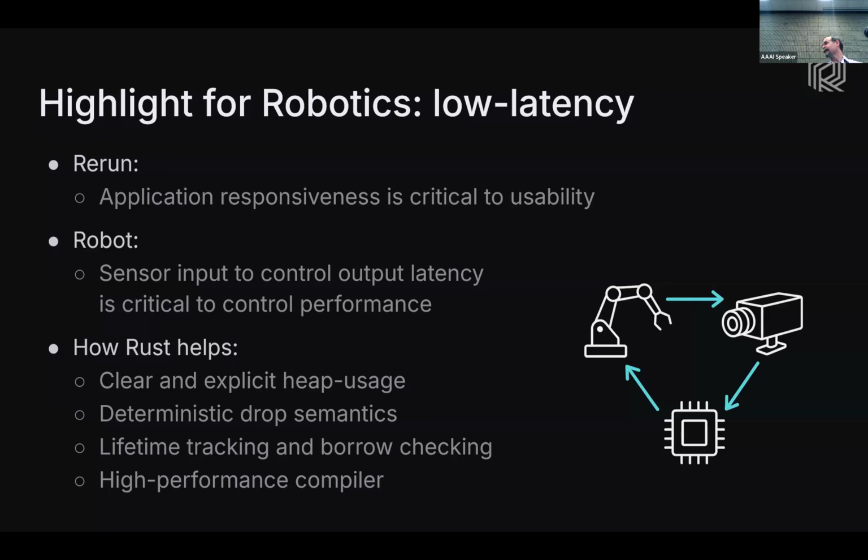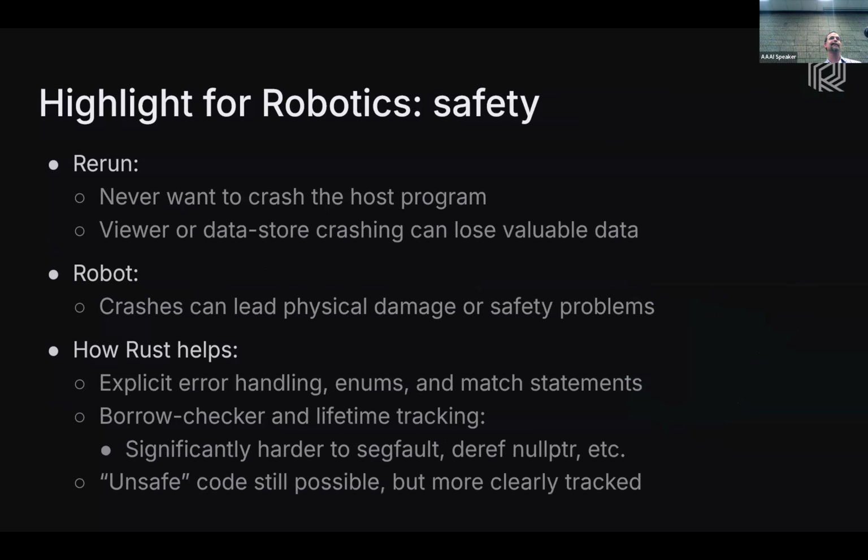And so Rust really shines here in terms of clear and explicit heap usage, preventing us from needing allocations inside the inner loop, deterministic drop semantics, avoiding ill-timed garbage collections, and lifetime tracking and borrow checking, which make it easy to safely access read-only data structures without race conditions and locks. And then the compiler in general is just high performance, right? It makes things faster and it's easier to close a control loop.